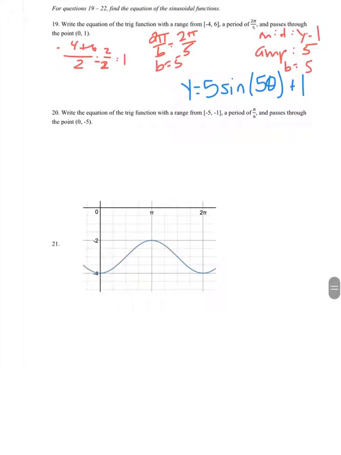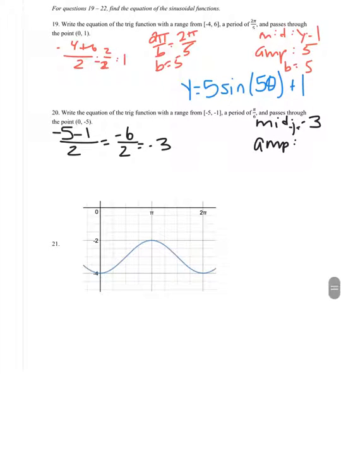And that's it. For number 20, write the equation of the trig function with that range, period, and it passes through a point. So same information. Right away I'm going to do the average of the range in order to find the midline. So this is negative 6 over 2, so my midline is negative 3. So midline is y equals negative 3. The amplitude then, if I'm at negative 3 and I'm going up and down to negative 5 and negative 1, my amplitude is going to be 2.